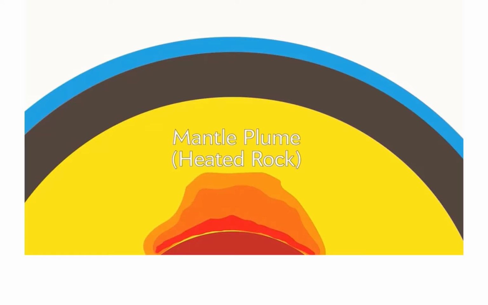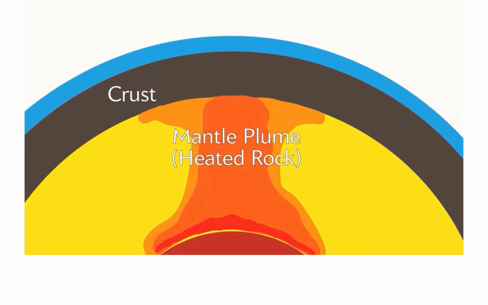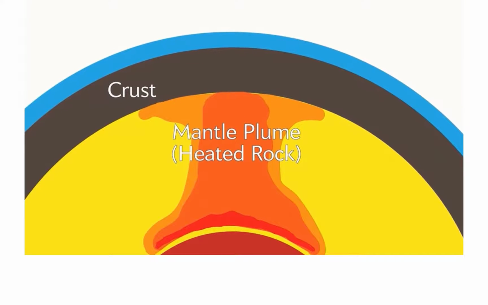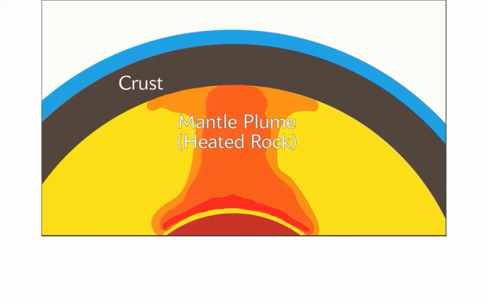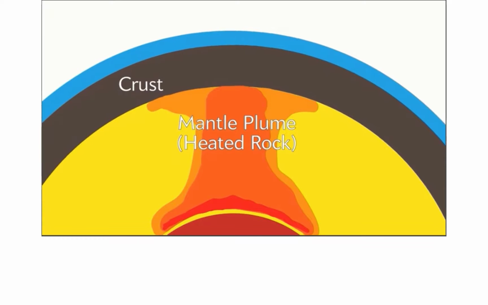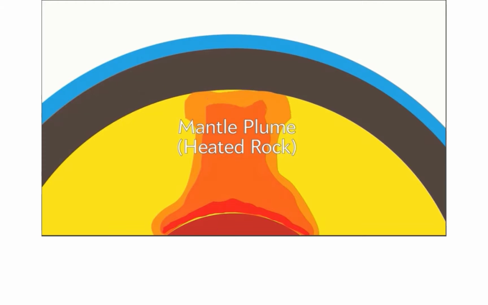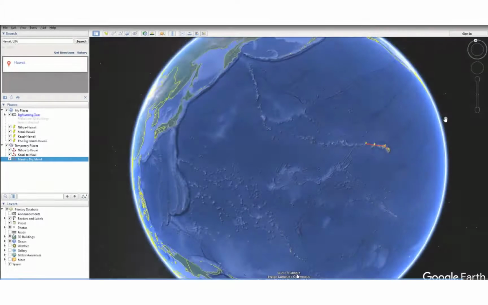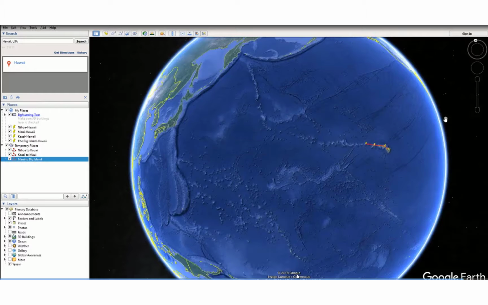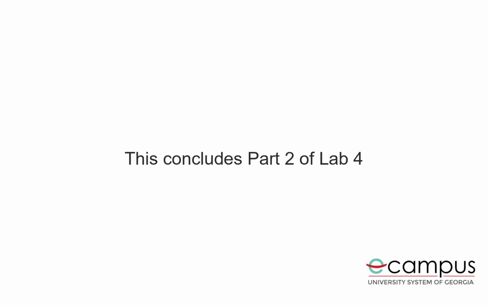Recall from the Scientific American video that as the mantle moves over the hotspot, it heats up and rises, forming a bulge. As it moves further away from the hotspot, the opposite happens. It shrinks and flattens. What is happening to the islands as the crust shrinks over time? This concludes Part 2 of Lab 4.